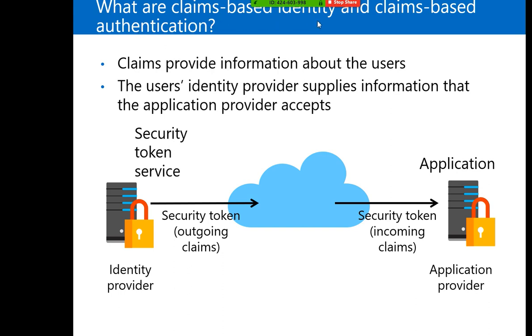Now, what are claim-based identity and claim-based authentication? A claim provider gives information about the users. The user's identity provider supplies information that the application provider accepts. For example, this is the identity provider. An identity provider is something like Active Directory Federation Services or Active Directory Certificate Services. They provide the authentication. This is the application provider. This one provides authentication, and the application servers will trust that. So that's how it works.